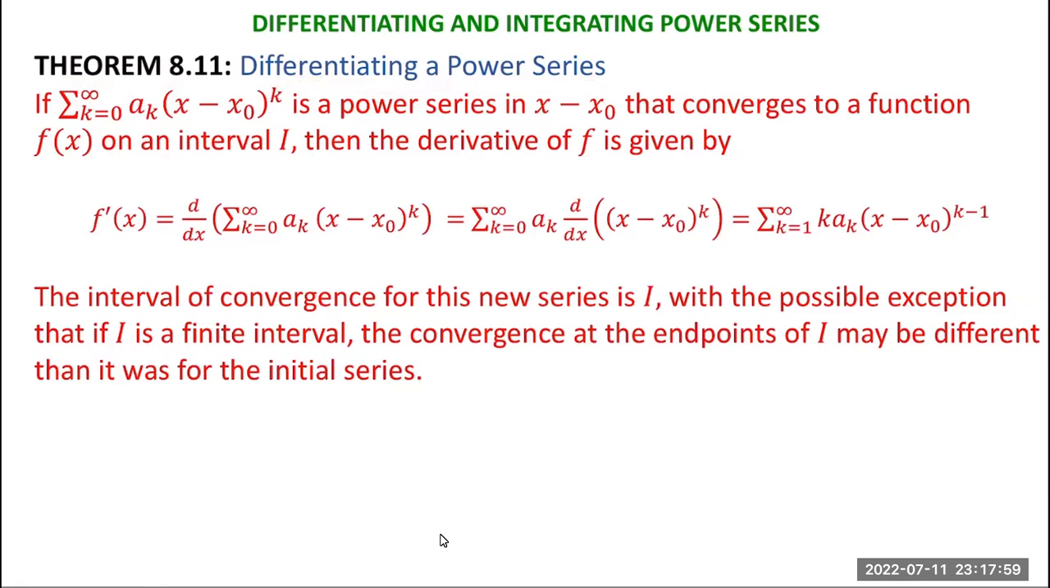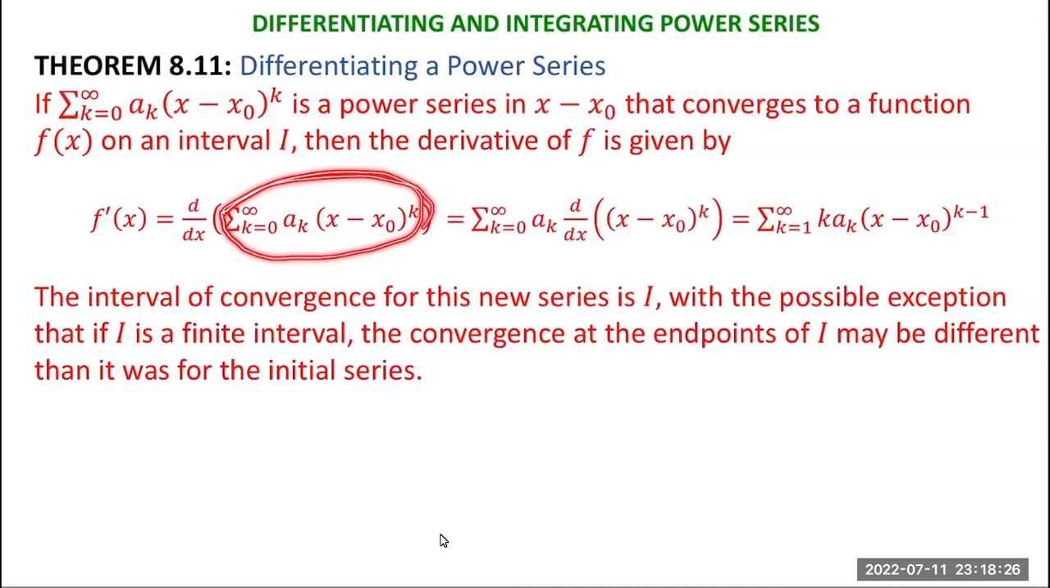Okay, here is the statement of the theorem. If the sum from k equals 0 to infinity of a_k times (x minus x naught) to the power k is a power series in x minus x naught that converges to a function f of x on the interval I, then the derivative of f is given by f prime of x equals the derivative of this power series.